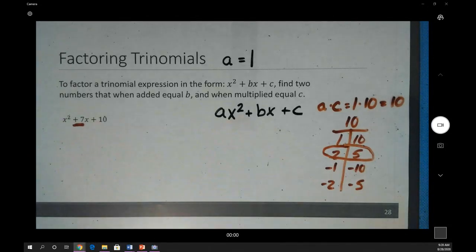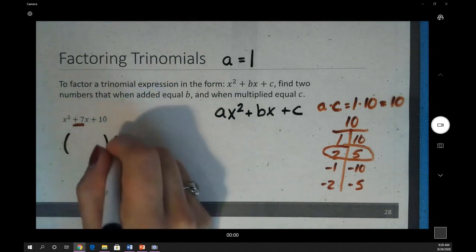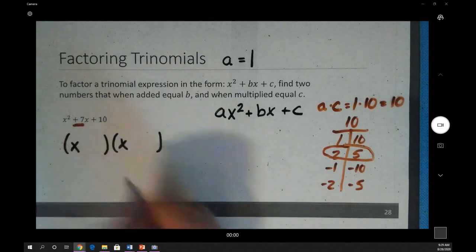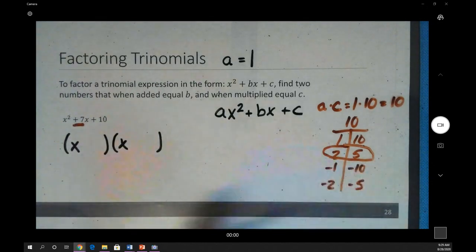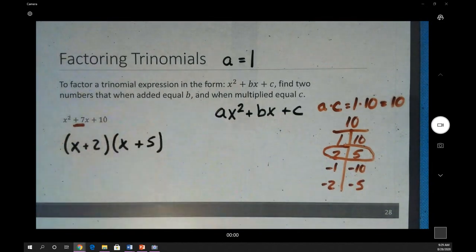If your a value is equal to 1, like it is for us right now, we can set up 2 sets of parentheses with x's out front, and then we just take these two numbers and place them after the x's. We had a positive 2 and a positive 5. So this factors into x plus 2 times x plus 5.